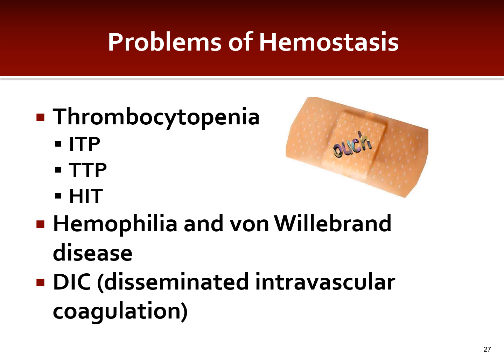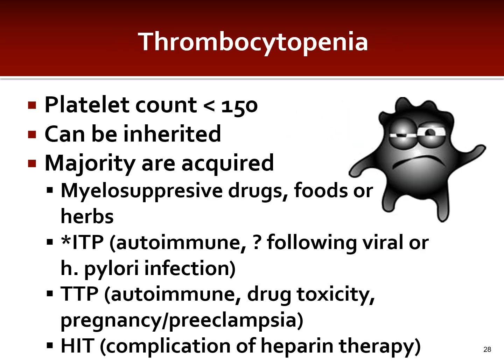Thrombocytopenia is another disorder. You're going to see ITP, TTP, and HIT. And so we're going to look at each one of those separately. Hemophilia, von Willebrand disease, and DIC. Thrombocytopenia, basically, the platelet count is going to be less than 150. Thrombocytopenia can be inherited or acquired. And usually, if it's acquired, it's due to the client being on myelosuppressant drugs, could be foods, herbs, or things of that sort.